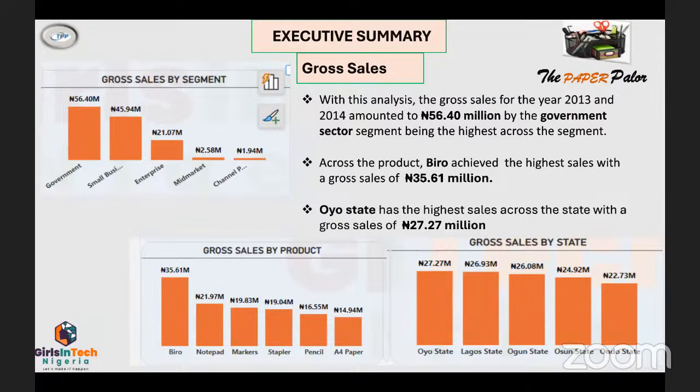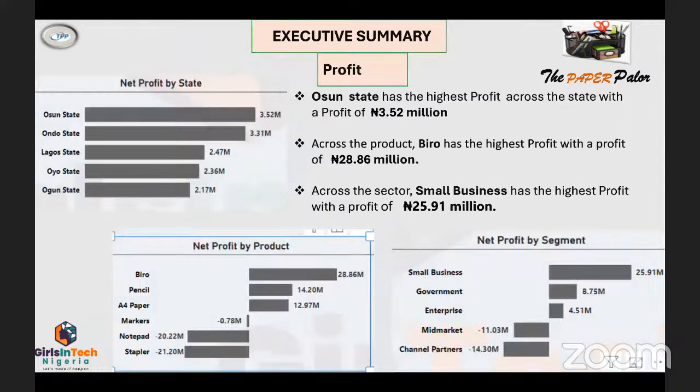Okay, so this is my executive summary, where we have the gross sales, the product, and the states. For the gross sales, we have a total amount of 5.6 million from the government sector. That's the total number of sales we have from the government sector. And from the product, Biro has the highest of 3.5 million. And from the states, Oyo State has the highest, which is 27.27 million.